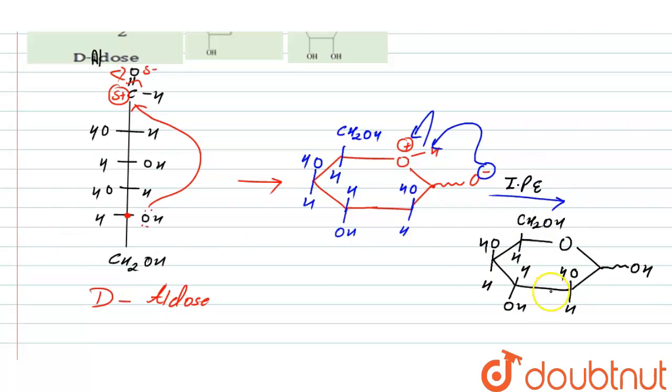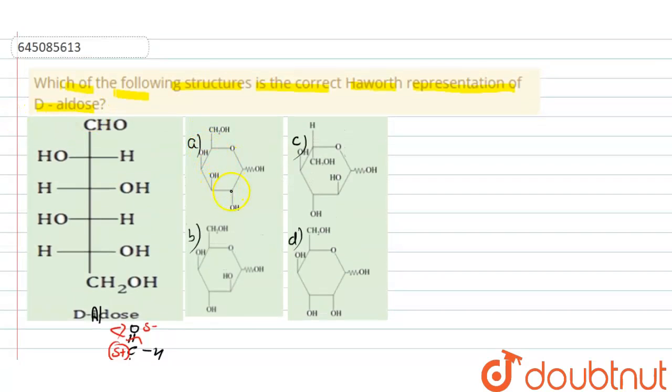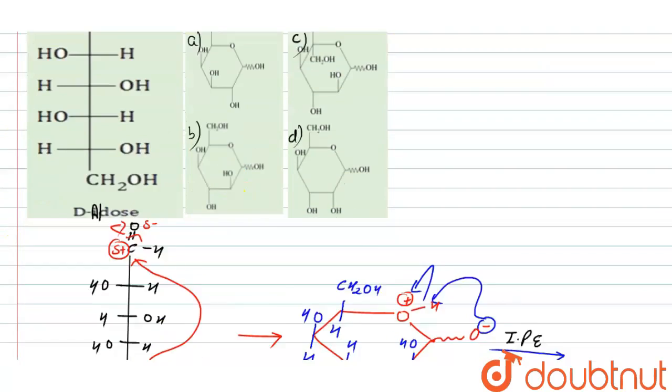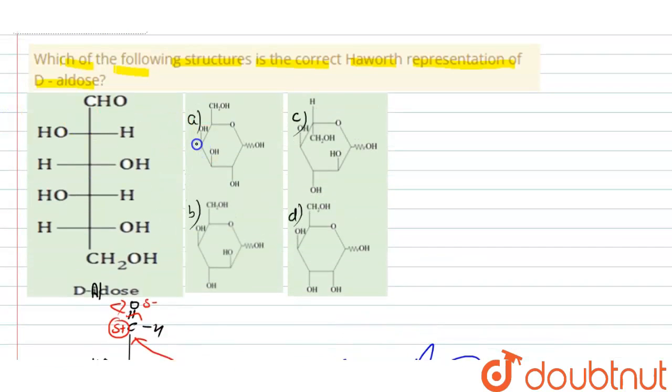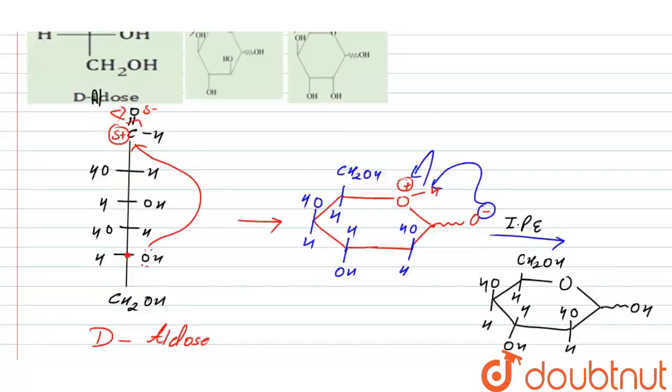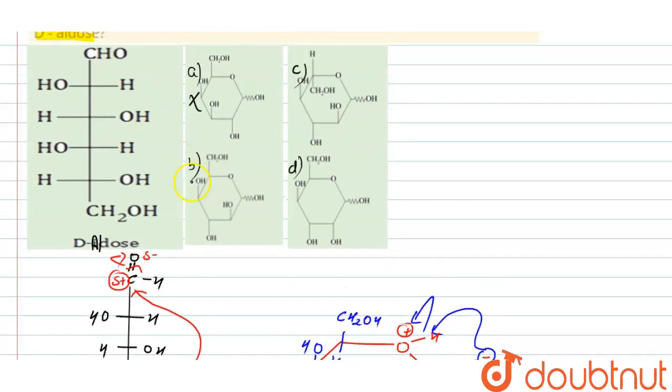Now this is our Haworth structure. If we see the options, in option A at second carbon OH is below, and as here we can see that OH is above, this can't be our option, so this is wrong. Now in option B we can see that OH is above in second carbon, OH is below in third carbon and OH is above in fourth carbon. Here we can see that OH is above at second and OH is above at fourth, so this means this is our correct option.